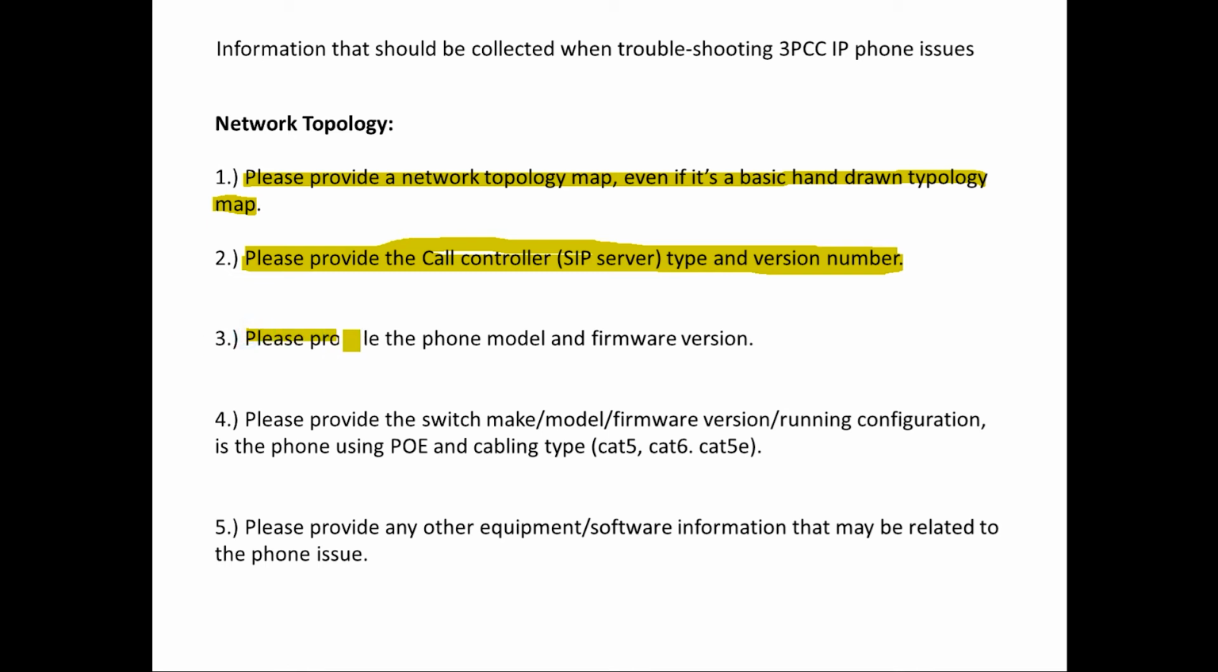Number 3, please provide the phone model and firmware version. Definitely make sure that you indicate the specific phone model and version. You can look at the back label on the phone and take a picture of it. Also, there's information within the phone's telephony user interface, basically the LCD on the phone. Number 4, please provide the switch make, model, firmware version, running configuration, and also is the phone using PoE, and what type of cabling is the phone using between the switch and the phone itself.